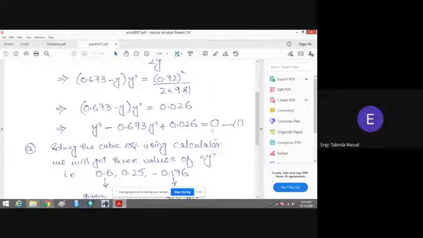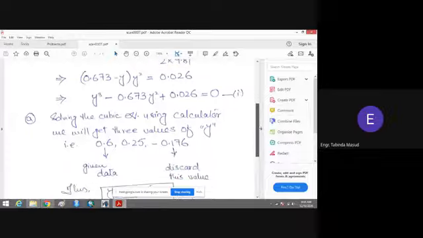Now you can solve this cubic equation by using your calculators, and it will take just a minute or two. With the help of the calculator, you will get three values: two positive values and one negative value, always. You have to discard the negative value because the depth of the flow can never be negative. So these are the two remaining values.